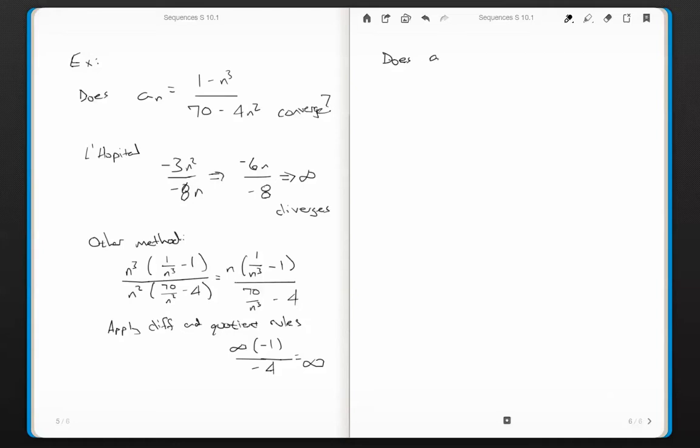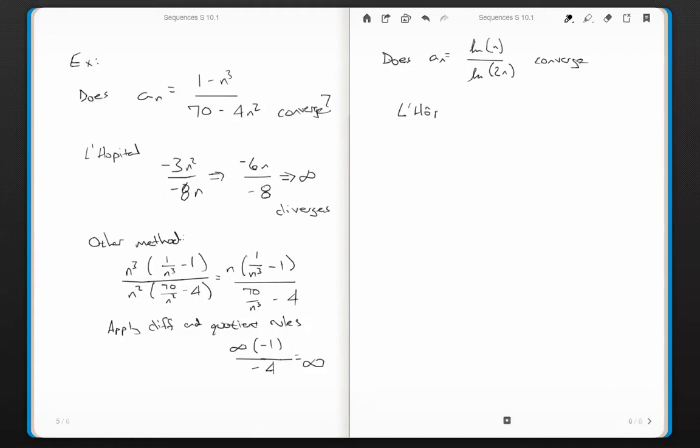Does a sub n equal the natural log of n over the natural log of 2n? Does this thing converge? Well, we look at this thing, natural log of n is infinity. Natural log of 2n is, well, that's infinity too. Those both get big really fast. So let's apply L'Hopital here again.